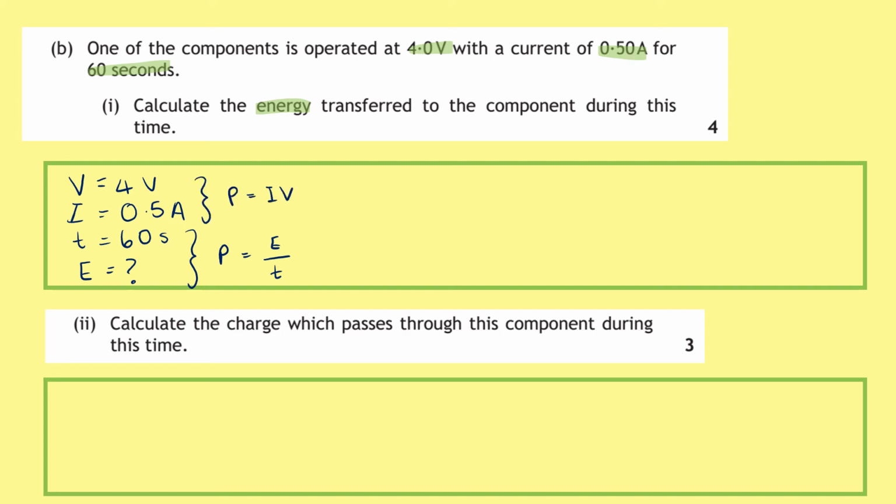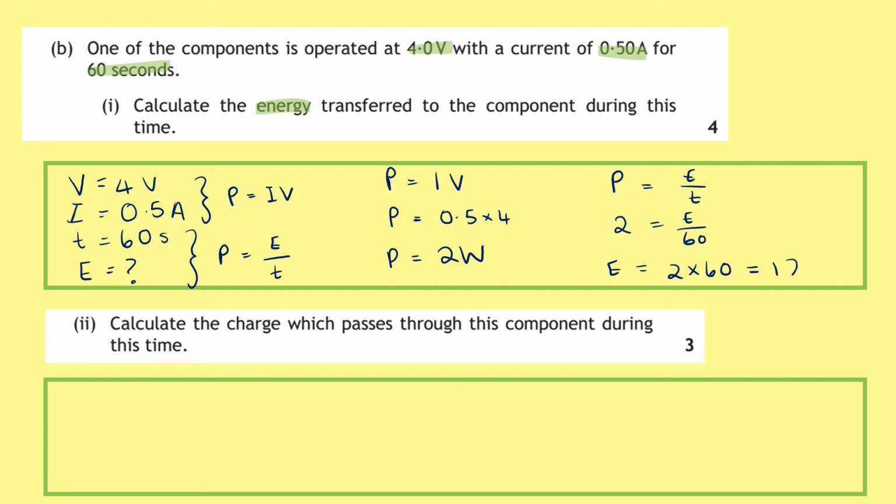So first of all, using P equals IV, we work out P to equal 0.5 times 4, so our power is 2 watts. Then we need to use P equals E over T, so we've got 2 equals E over 60, E equals 2 times 60, so our energy is 120 joules. That's why this is worth 4 marks and not 3, because you need to use 2 equations.